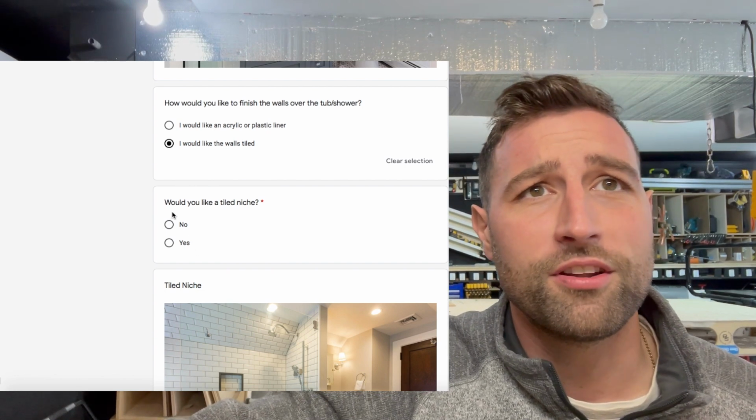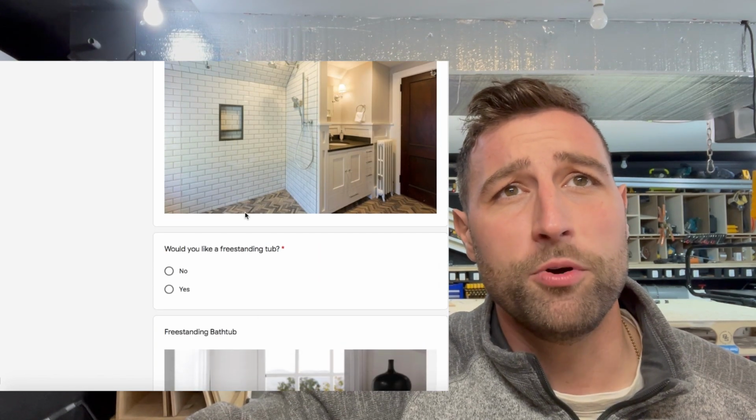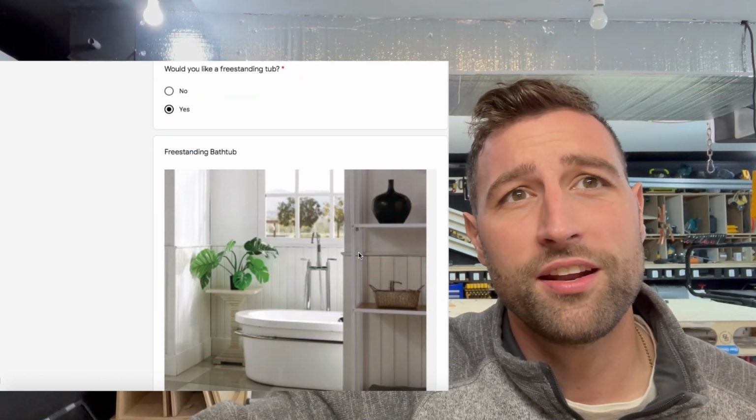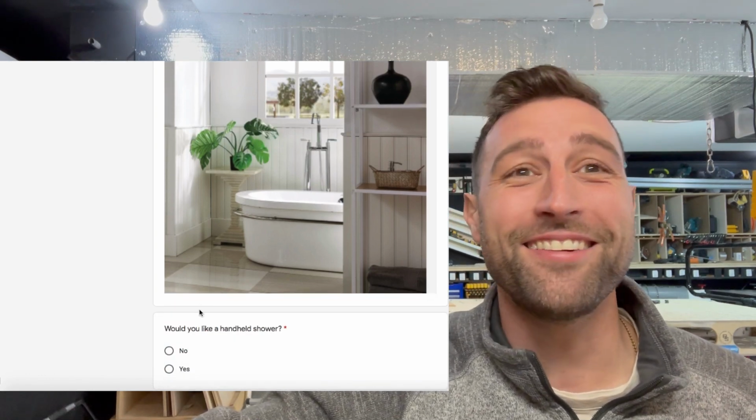Obviously, that's a cost question. It's pretty clear. Would you like a tiled niche? Yes, I would. There's a picture of one. Would you like a freestanding tub? Why, yes, I would. I already have splurged on everything else today.